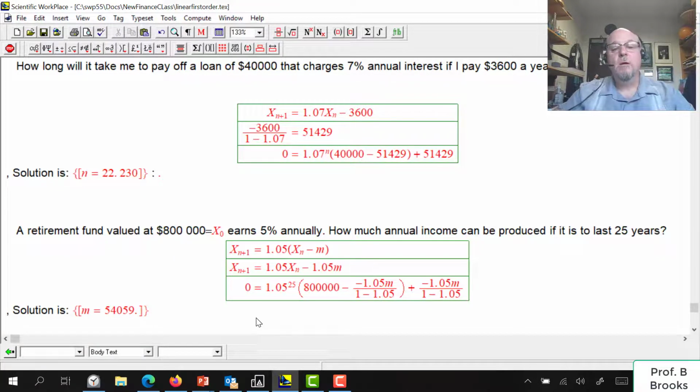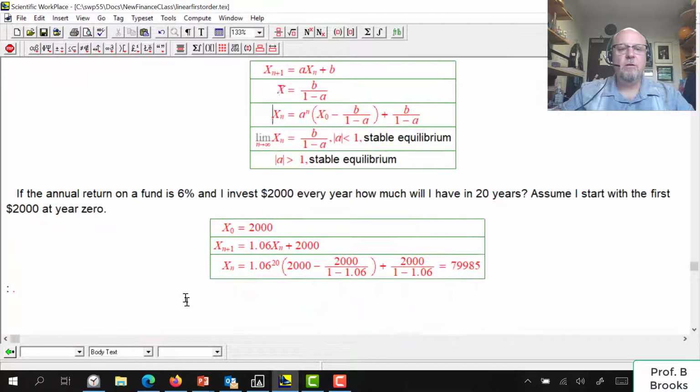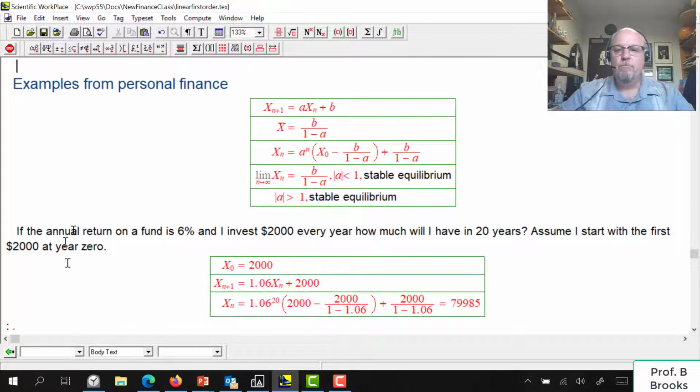So 800,000 can last 25 years at making 5%, it can put out an income of 54,000, and right at the end you die 25 years and your retirement fund is at zero. Anyway, again, back of the envelope style calculation. The nice thing is that this linear first order difference equation is very useful for quickly calculating these type of things.